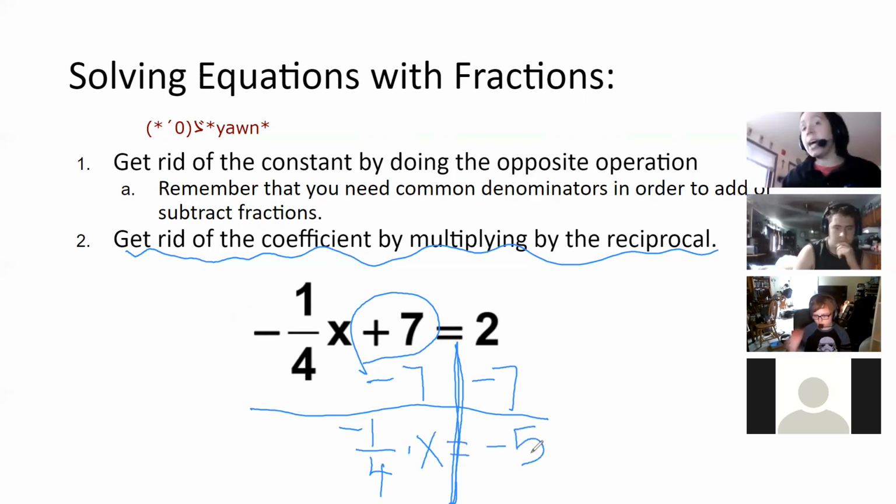Now, if that was just like a -4 times x, what would I do to get rid of multiplying by -4? What would be the next step here that we've been used to doing? What's the opposite of multiplication technically?